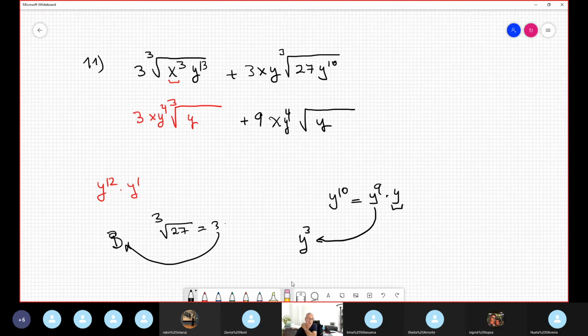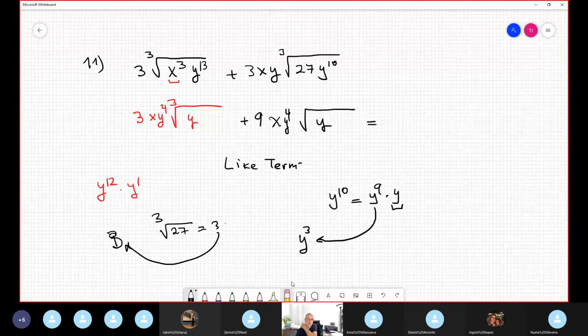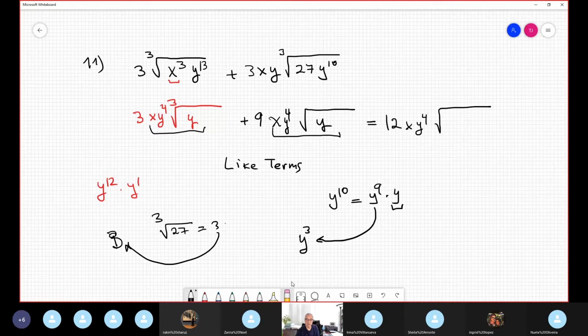Okay, now I see, wow, they are like terms. Like terms, by definition, have the same variable and the same exponent, right? And you combine, it's 12 x y to the 4th times the cubic root of y. That is the answer.